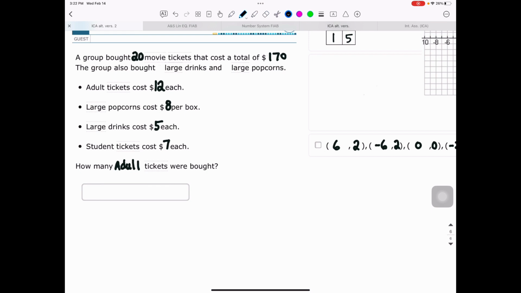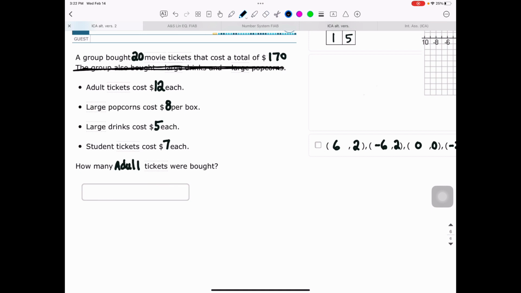Okay, so a group bought 20 movie tickets that cost a total of $170. The group also bought large drinks and large popcorns. No one cares about the popcorns. That's not even part of the problem. They're just throwing that in to make it confusing. How many adult tickets were bought?